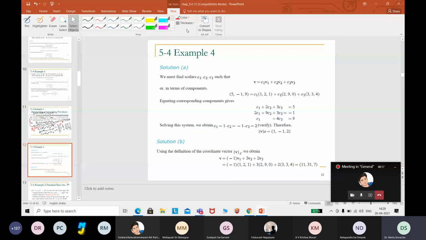C1, C2, C3 we are getting as this. Are we getting this? This is your C1, C2, C3. And for the second bit, you substituted C1 value, C2 value, C3 value, multiplied all and added the vectors, you got this vector. So for this vector, -1, 3, 2, these are the coordinates.